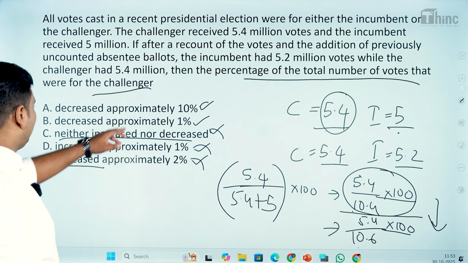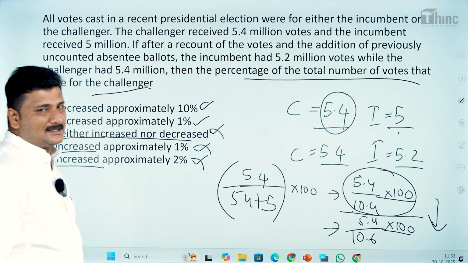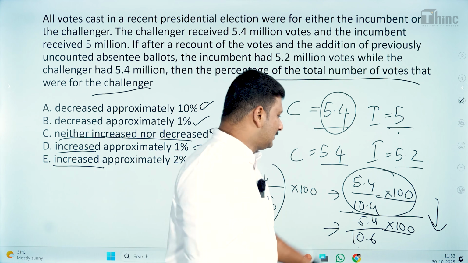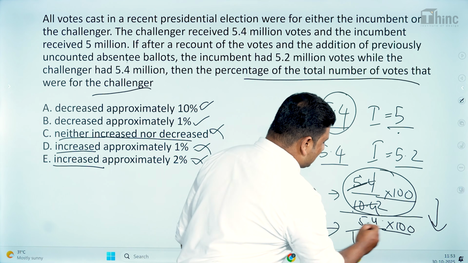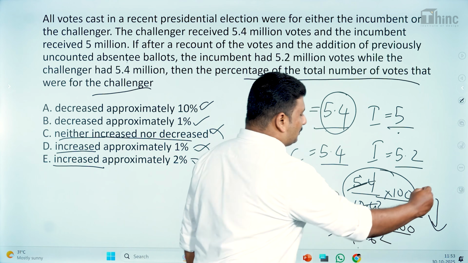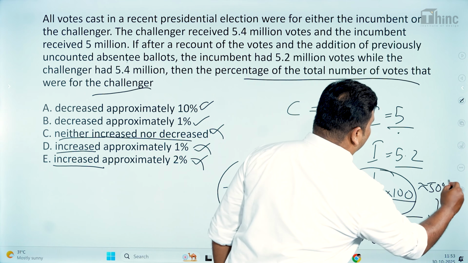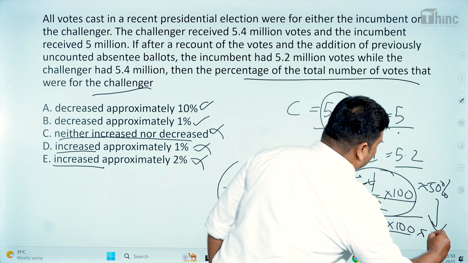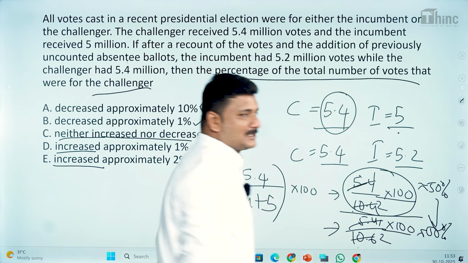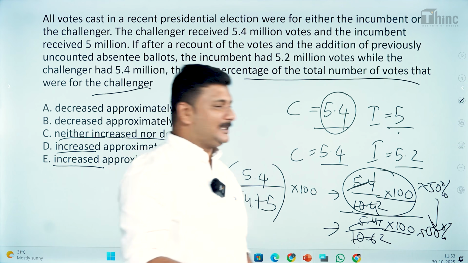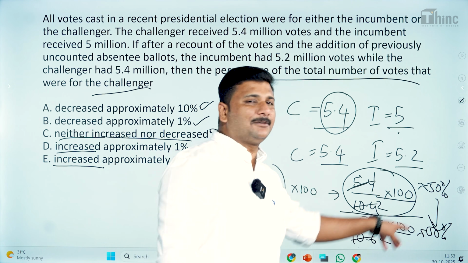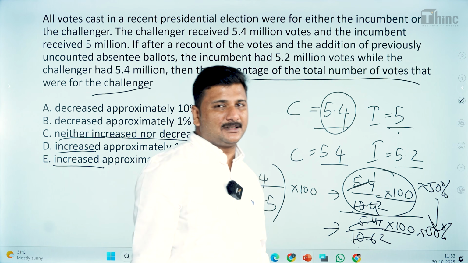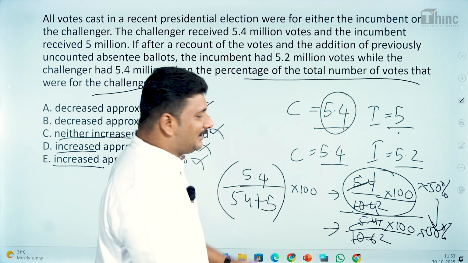Now, we have a 10% decrease and 1% decrease. Now look at these values. 5 by 10 is basically approximately 1 by 2, right? This is also approximately 1 by 2. So both the values are very close to 50%, right? Both the values are very close to 50%. So there is a decrease obviously, but it's a very slight decrease, because both the values are approximately 1 by 2 into 100, which is 50%. So it's a decrease, but it's a very slight decrease only.